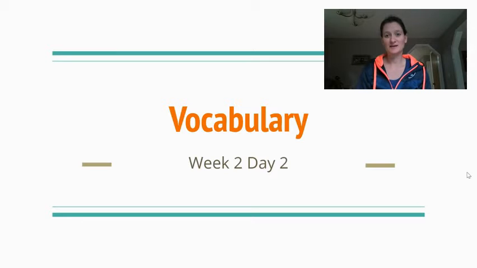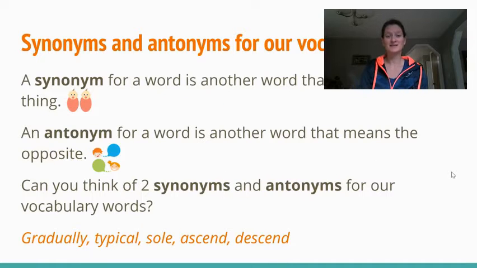Yesterday we learned our new 5 words for the week, and today we are going to carry on and talk about synonyms and antonyms for those words. And if you will remember from last week, a synonym for a word is another word that means the same thing. See these two little babies here look the same. An antonym for a word is another word that actually means the opposite, or the anti, of that word.